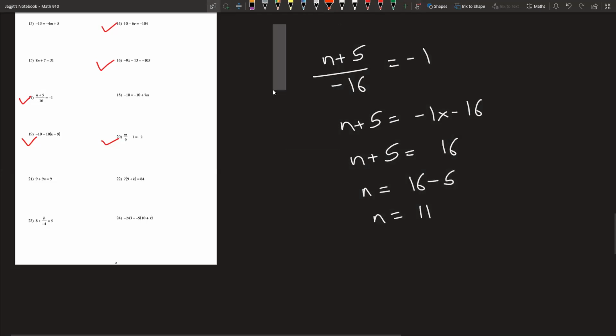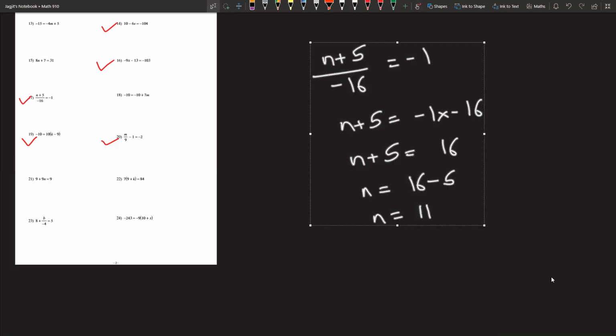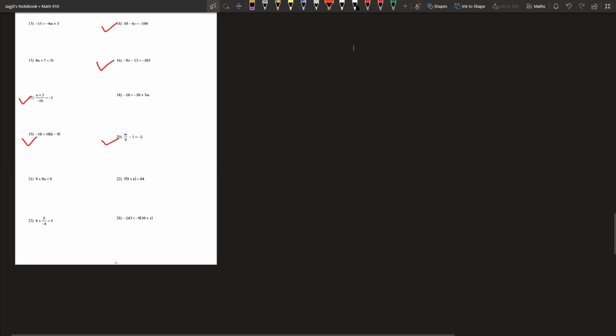Okay, if not, make sure you pay attention to the steps, okay? Then you had minus 10 is equal to 10 times k minus 9. Okay, first thing, I see this 10 on the outside. Let's divide both sides by 10, or you can cross multiply, okay?